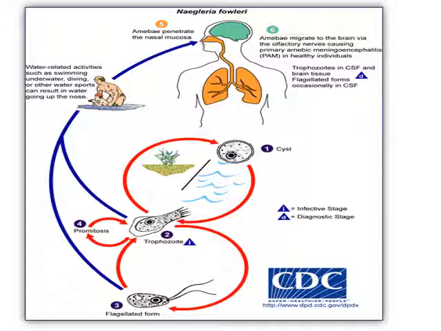the human. Typically, infection occurs when people go swimming or diving in warm fresh water, rivers or ponds, and poorly maintained swimming pools, or through nasal irrigation using contaminated tap water. The infection occurs when the parasite's amoeboid form migrates to the brain via the olfactory nerve, causing PAM, primary amoebic meningoencephalitis, in healthy individuals.